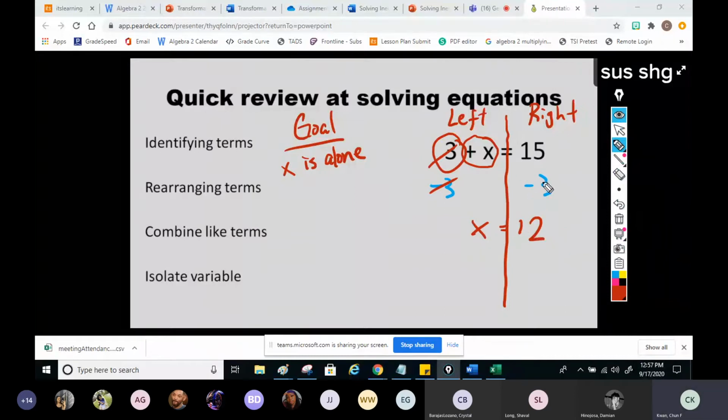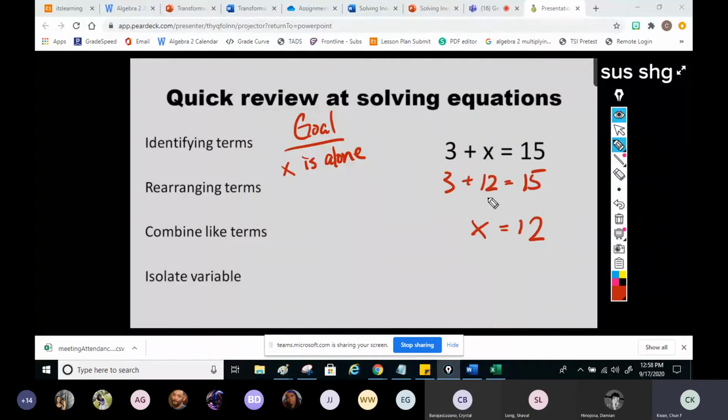So right here, you will figure out that x is actually 12. And after you solve it, it is always a good habit to plug it back into the equation and see if it works. So let's just say we plug it back in here. 3 plus 12 equals 15, and then check to see if it makes sense. 3 plus 12 is 15, and then you will get 15 equals 15. So it makes sense, so it is correct.